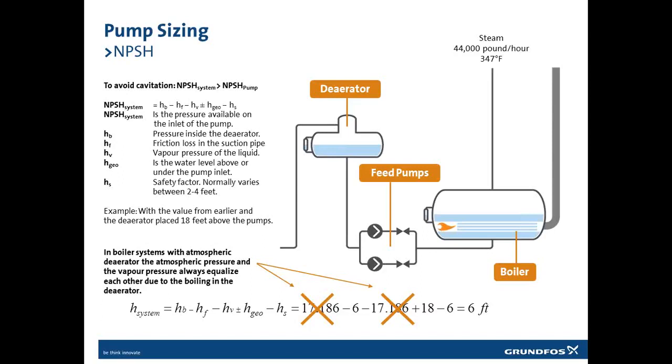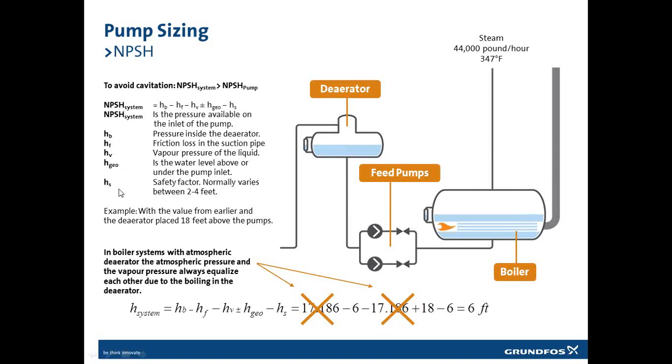Then we have the HGO, and that is the water level above or under the pump inlet. In a boiler feed system we will always have a level above the pump inlet, so we have to add the geographical height. And then we have the safety factor.